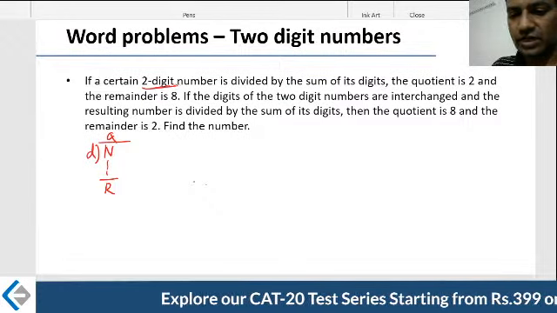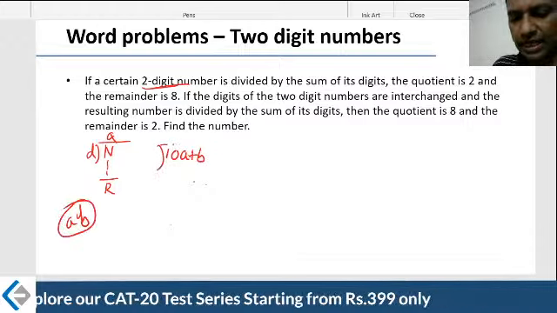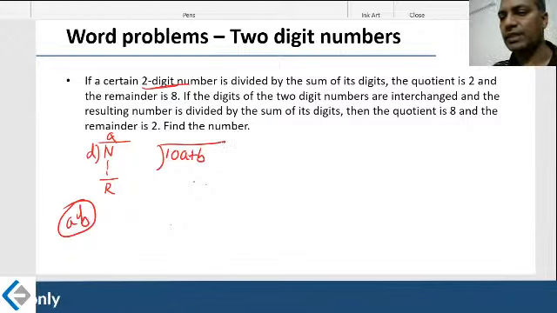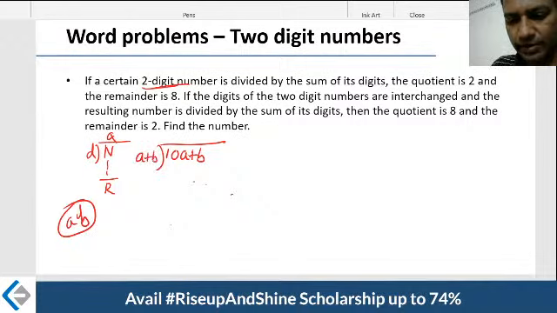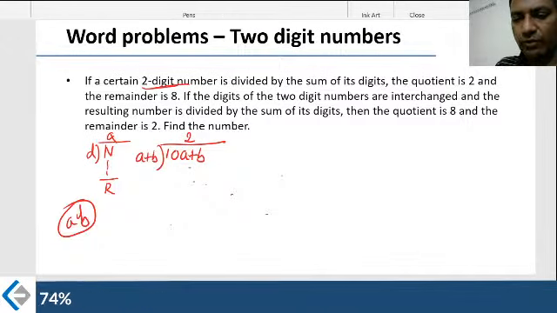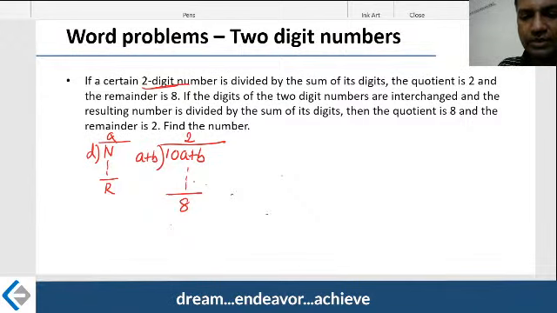Your number is a two-digit number, so in place of the number you write 10A plus B, because AB is your two-digit number. Then you are saying I am dividing it by the sum of the digits. What is the sum of the digits? A plus B, that is my divisor. What is the quotient? The quotient is 2. The author has given that. What is the remainder? The remainder is 8. What is the division algorithm, friends? How do I put it into perspective?